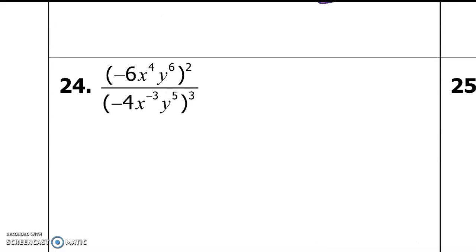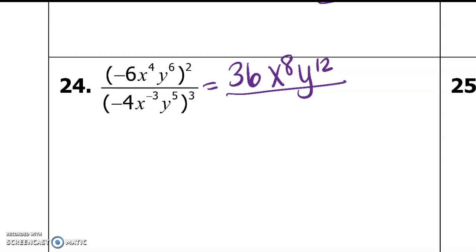Number 24. Negative 6 squared is positive 36. X to the 8th, y to the 12th. So again, not 6 times 2, but negative 6 times negative 6. Negative 6 squared is positive 36. And then we multiply our exponents. Negative 4 to the 3rd is negative 64. We would have x to the negative 9, y to the 15.